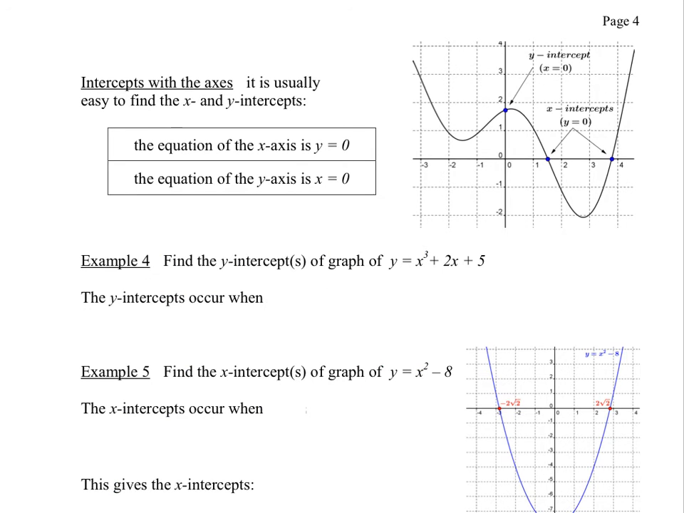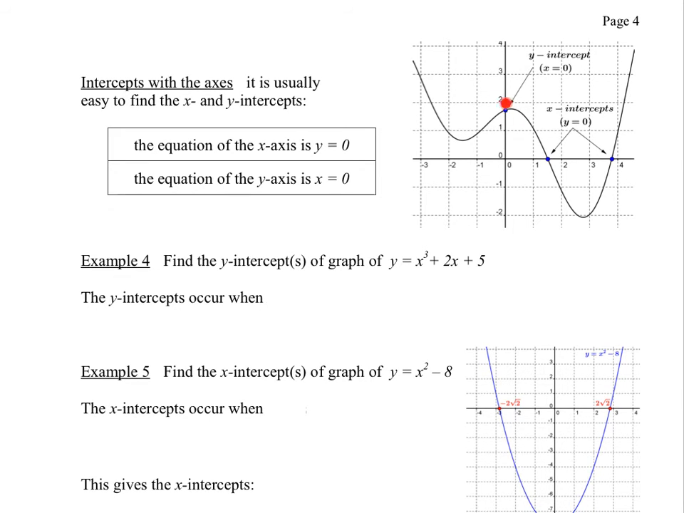Now on page 4, the last page, we're asked to find the x-intercepts and y-intercepts. That's where the x-intercept, for example, is where the graph crosses the x-axis. And you can see that right up here. The x-intercepts are where the graph might cross the x-axis. The y-intercept is where you cross the y-axis.